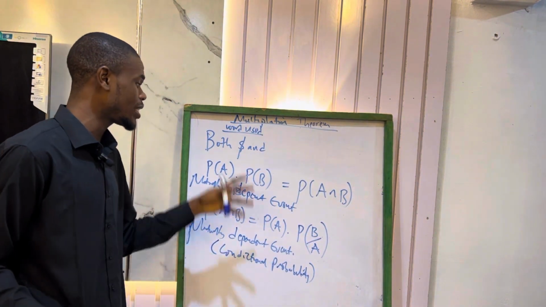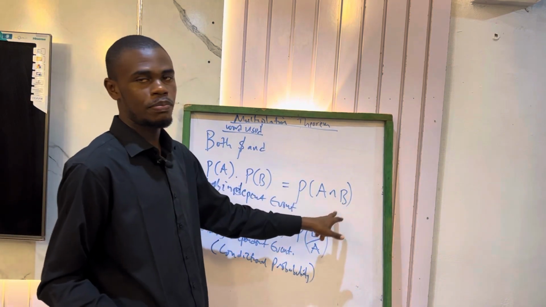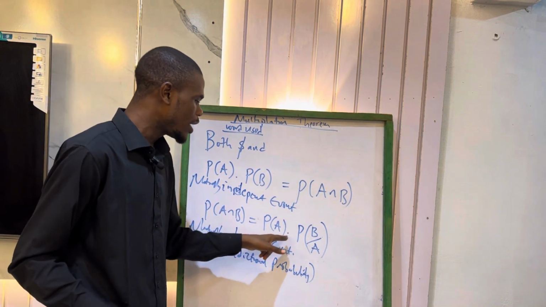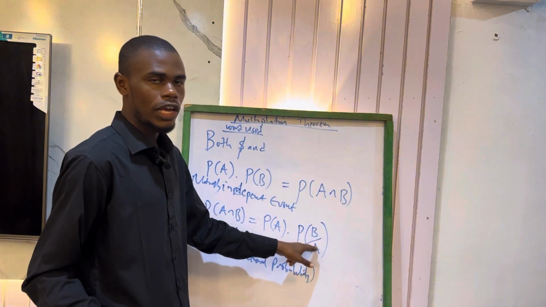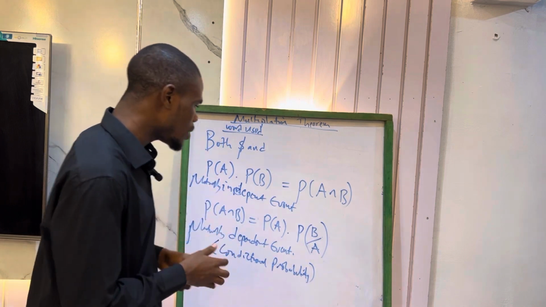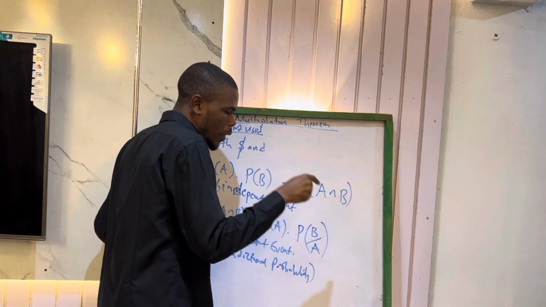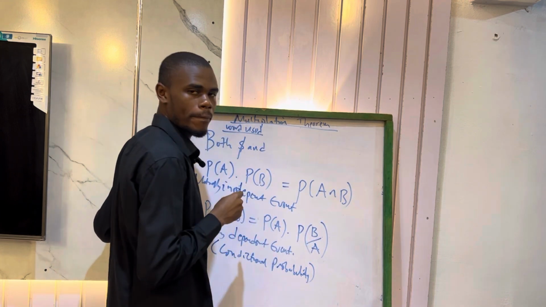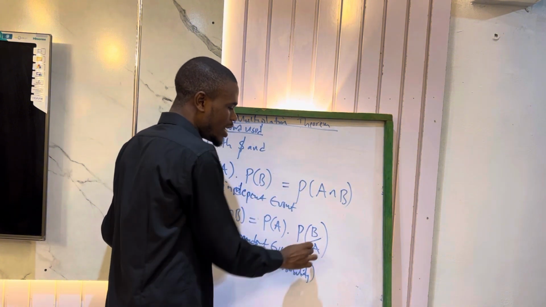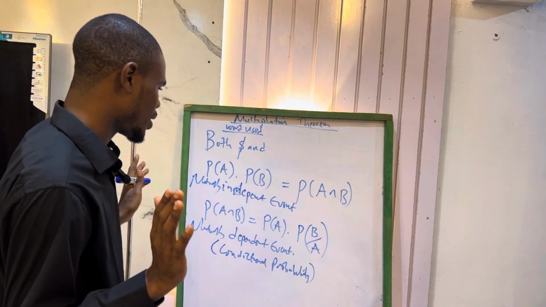So that is for dependent and independent events. For independent events it takes this formula: P(A) times P(B) is equal to P(A intersect B). For dependent events, P(A intersect B) is equal to P(A) times P(B given A). What does this term mean? B over A means B is dependent on the occurrence of A. B, the one at the top, is dependent on the occurrence of A. That is, A must have occurred before you can know B. Do you get? It's as simple as that.